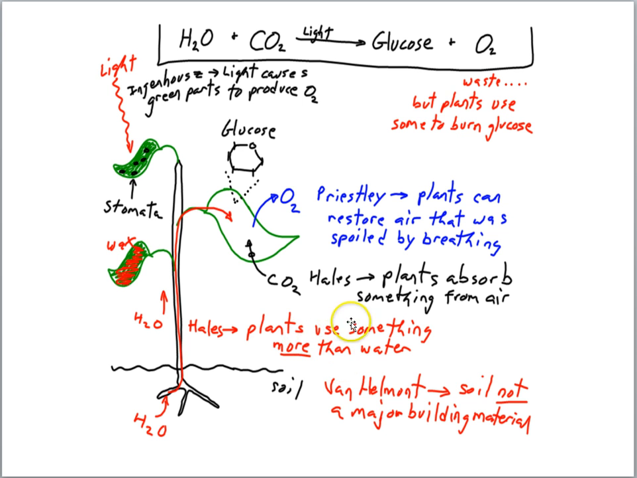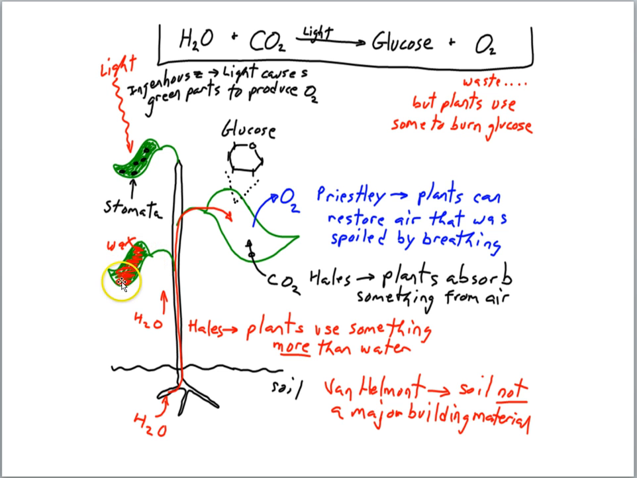What is that something else? He suspected something in the air. And so he does the experiments, putting the plant in the inverted jar in a pan of water, and he discovers that the water level inside the jar rose a little bit, as if the plant were absorbing something from the air. And we now know that something to be carbon dioxide.